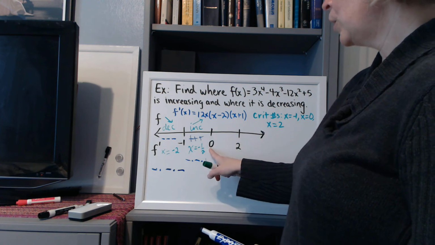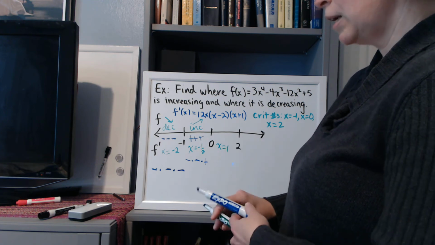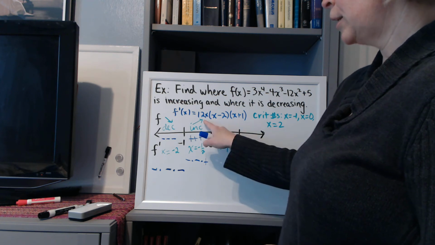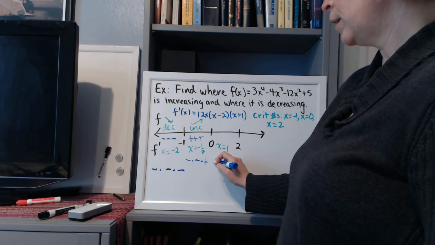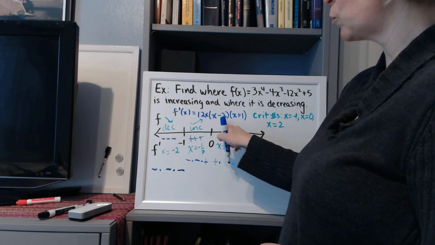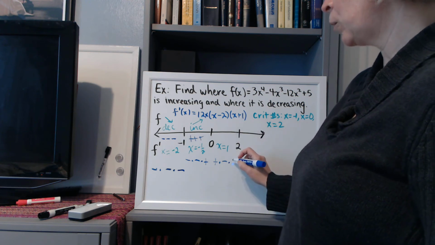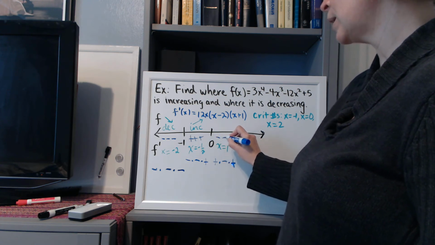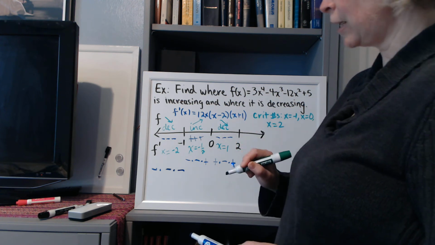Next, we're going to go on to the interval between 0 and 2. For a convenient number here, I'm going to choose x equals 1. What this means is that we're going to plug into the derivative. So we're going to get 12x, so it's going to be 12 times 1. That will be positive. When we plug x equals 1 into x minus 2, that's going to give us 1 minus 2, so that will be negative. And then when we plug into x plus 1, that will be 1 plus 1, which is positive. So we have positive times negative times positive, which overall is negative. So that means the function is decreasing in that segment.